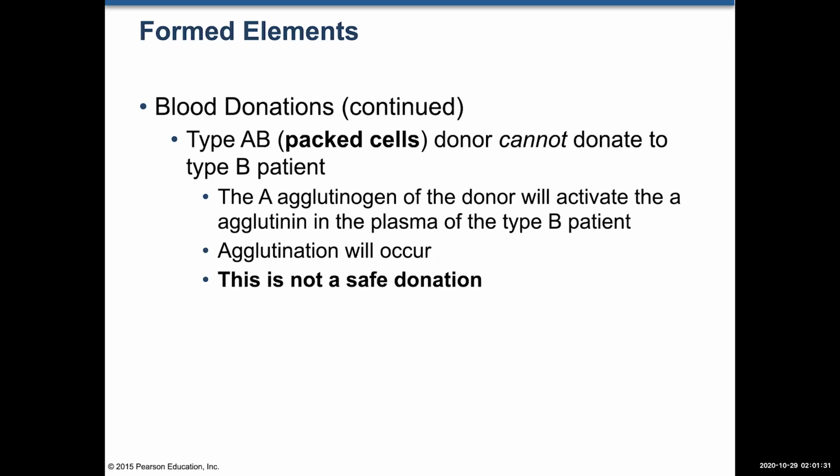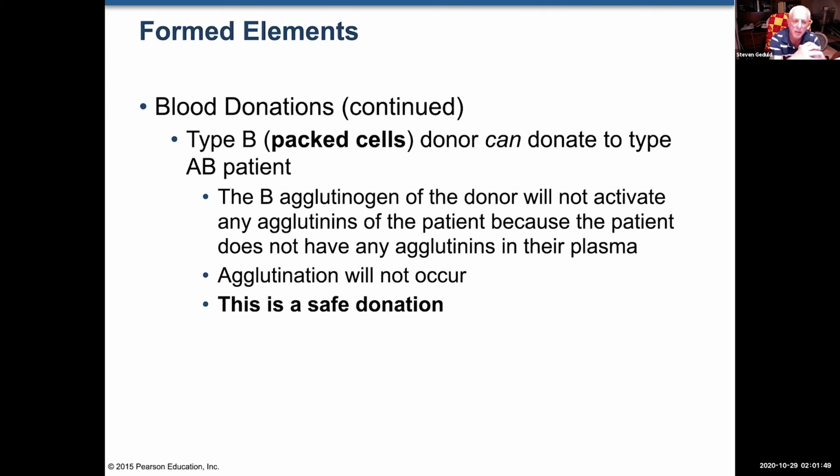A. Right, perfect. They have antibody A in their plasma. So if you give an AB cells, there's markers with A on it. They're going to find it. They're going to destroy it. They're going to mark it as foreign. So you cannot give a type B patient AB packed cells.